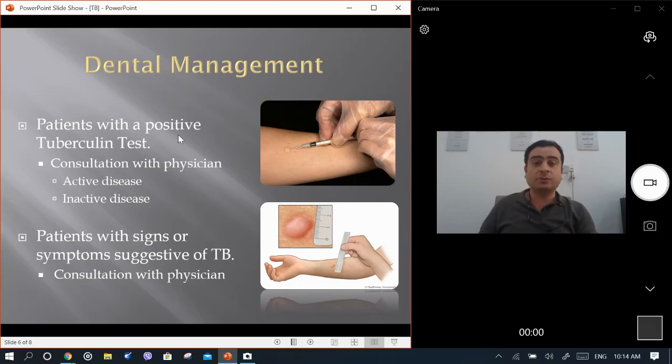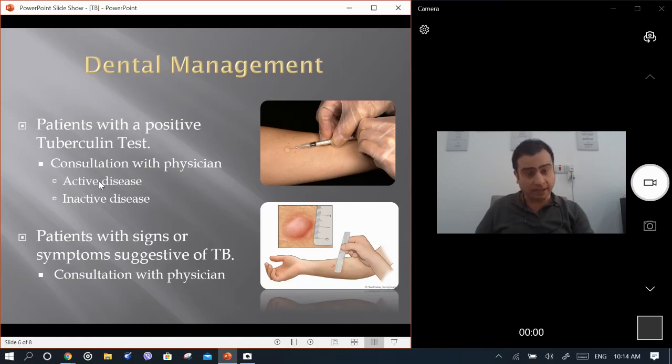Patients with positive tuberculin tests need to be referred to a physician to determine whether they have active or inactive disease. A positive tuberculin test means that they have been exposed to the microorganism, but the immune system might sometimes fight it, and those patients can be exposed but not have the disease. So they have inactive disease, what we call latent tuberculosis.